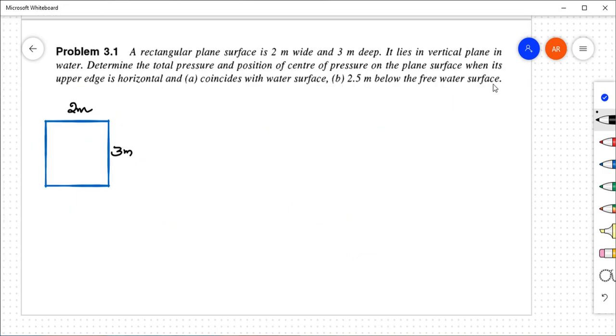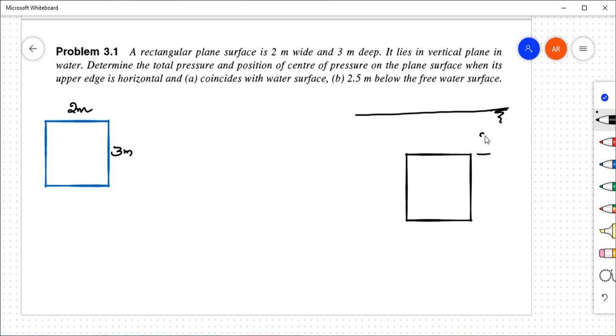Now we will consider the second case. So here the vertical plane surface is held 2.5 meter below the free water surface. So the upper edge will be at a depth of 2.5 meter from the free water surface. This side is 2 meter and this side is 3 meter. So here we will mark the centroid. Now this distance will be our h bar.